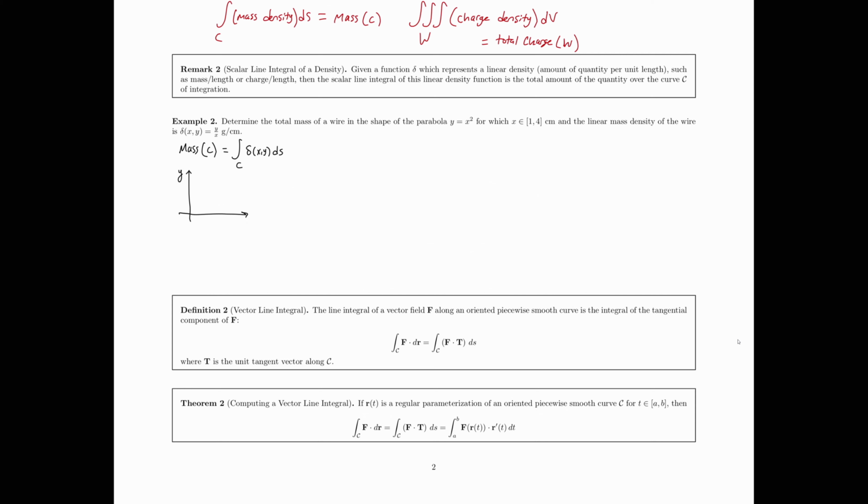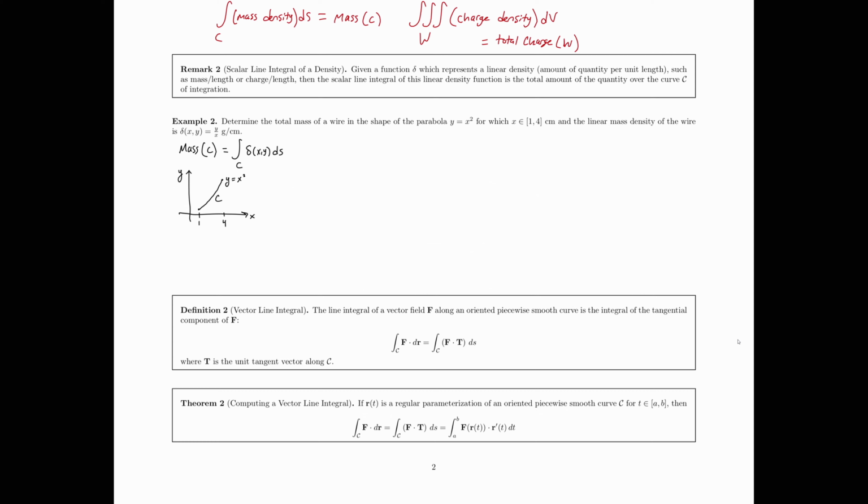Here's our xy axes. We know that the parabola y equals x squared looks like this. But because we're only doing from x equals 1 to 4, we don't need the full thing. We really just need the portion between 1 and 4. So if we go ahead and draw that, let's say right there. So this is what we're going to call our path C. It's the portion of the parabola y equals x squared for x between 1 and 4.